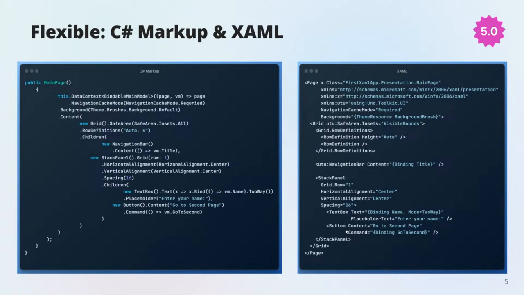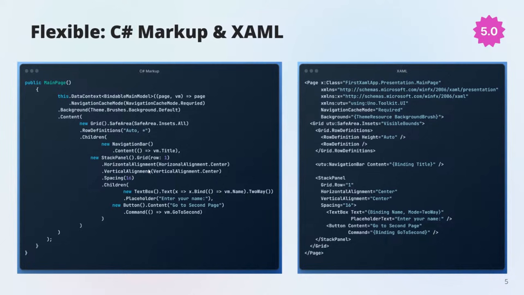And so the basic translation here, or the way that this is structured, is that where you want to create an element, it's a new element. So you can see over here that we're newing up a grid, we're newing up a navigation bar, etc. And then when you're going to set a property on things, instead of it being a property, it's actually a method. So you can see here that, for example, on the stack panel, we're setting the horizontal alignment, so we're actually calling the horizontal alignment method. And this is all code.